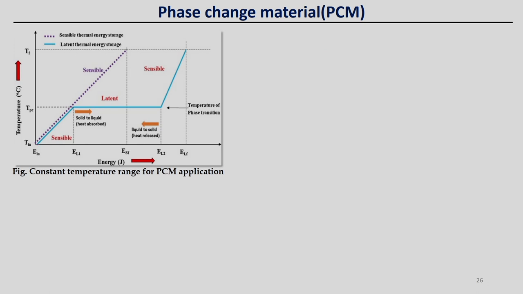It works something like this. Say, for example, solid ice: if you need to heat it to a liquid, first we heat it, then there is a latent heat exchange or phase change from solid to liquid, and then we have sensible heat. So it is something like this. This is the phase transition, and this is the sensible part, and again this is a sensible part.